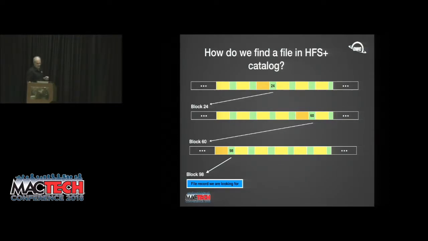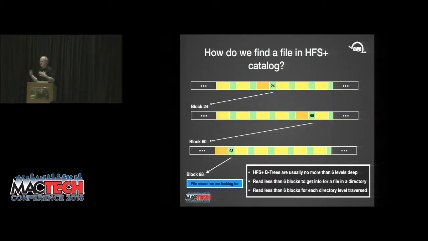So what we find when we start looking at file systems that people have, even with like 1 to 10 million files, is the B tree is rarely more than 6 layers deep. So every time you want to find a file in a directory, it's going to take you no more than 6 reads to find that file, which is pretty impressive considering how many files you can have on a volume.